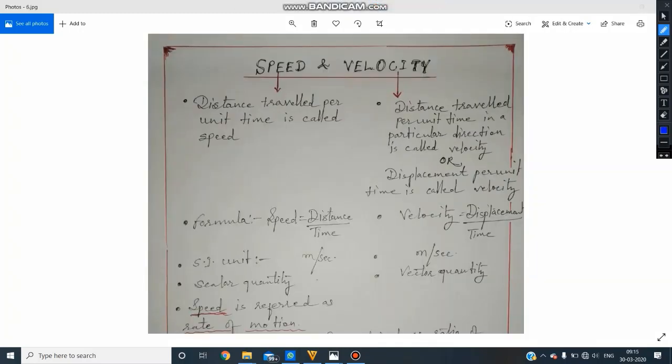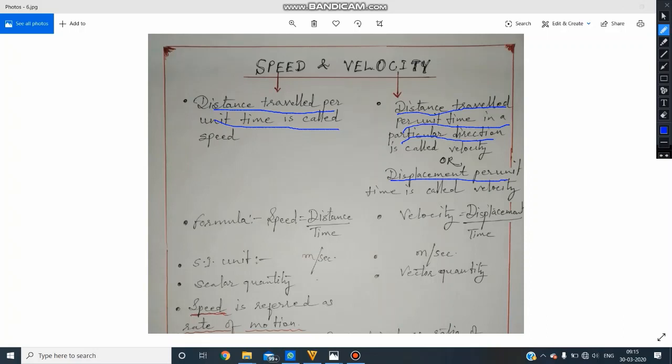Let's have a discussion about another important portion of motion, that is speed and velocity. The term speed is well known to you from your junior classes onwards. Velocity may be slightly new. What do we mean by speed? Speed is the distance traveled per unit time by a body. Velocity is distance traveled per unit time in a particular direction. That means in velocity, we have to specify the direction. It can even be defined as displacement per unit time.